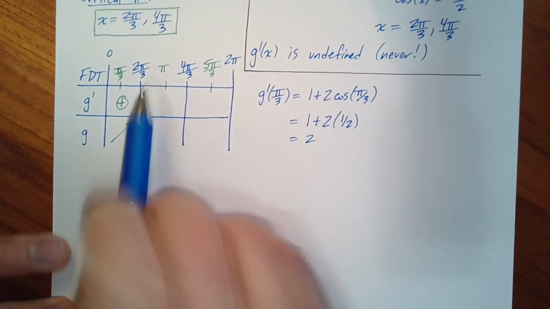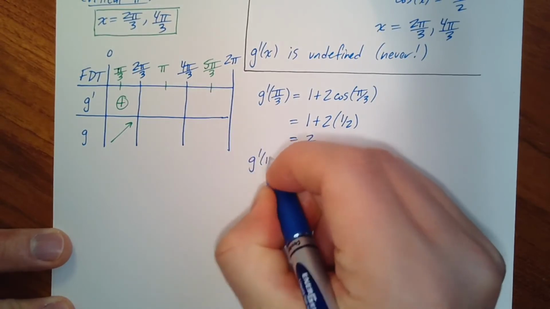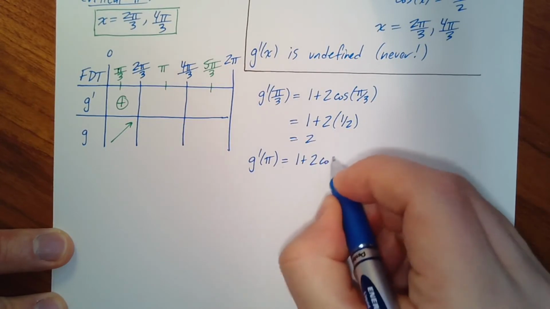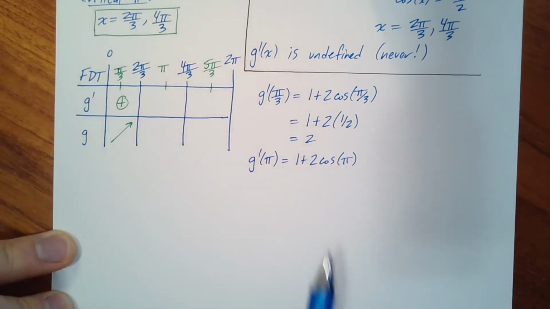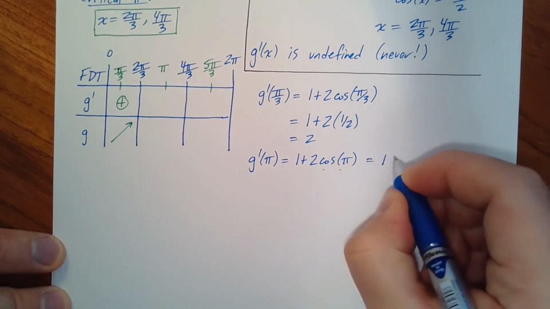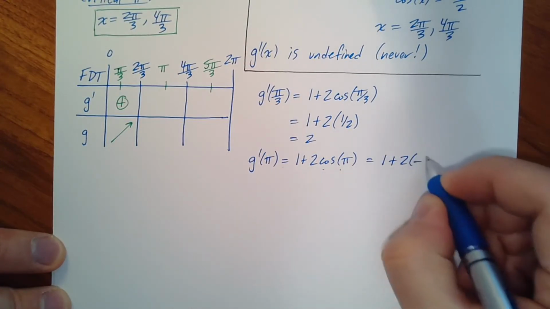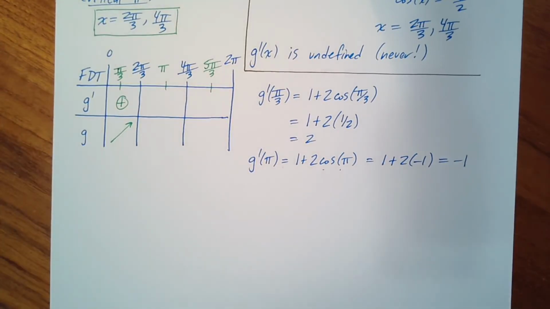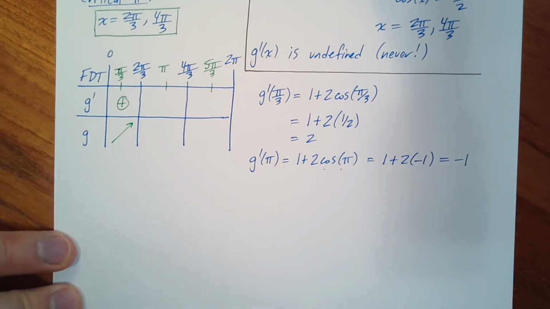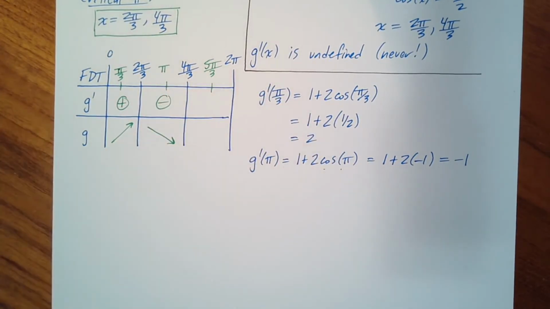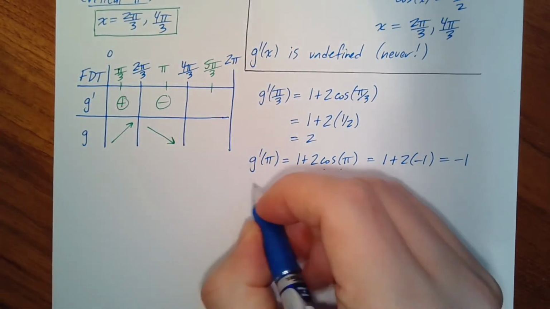Now let's plug in pi. So g prime of pi, we're going to get 1 plus 2 cosine of pi. Now cosine of pi is -1, so this is 1 plus 2 times -1, which is just 1 minus 2, or -1. That's negative, and that's all we really care about. So our function is decreasing between 2 pi over 3 and 4 pi over 3.